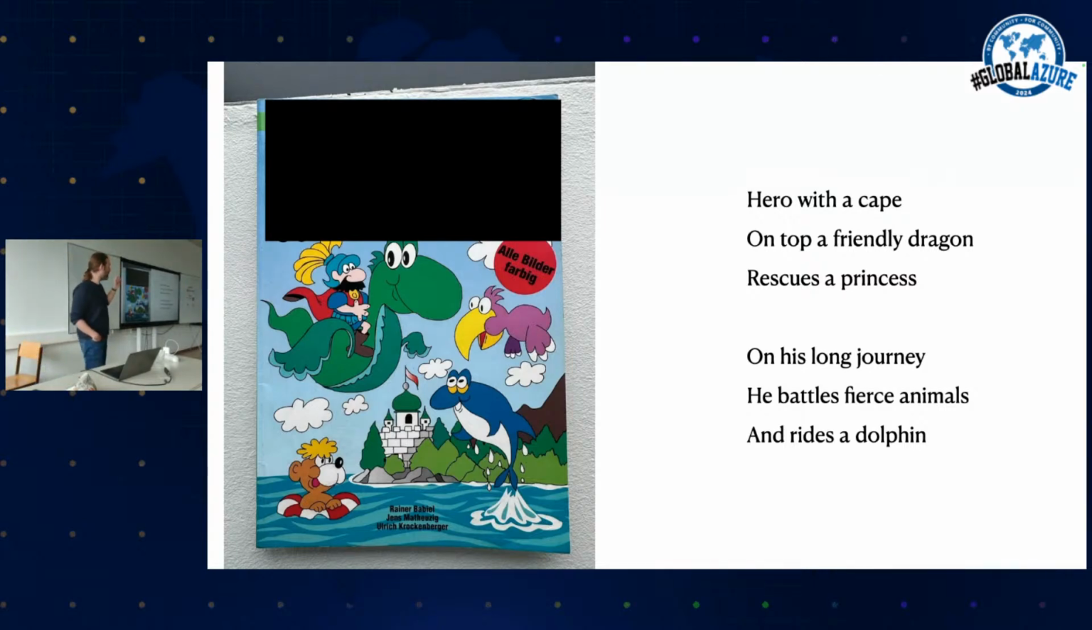It's a hero with a cape on top of a dragon rescues a princess. On his long journey, he battles fierce animals and rides a dolphin. So this is what's happening in this image, or this is what the image should depict. And look at it, memorize it. We are going back to it later, okay? That's just a little side note. We are looking at it later.